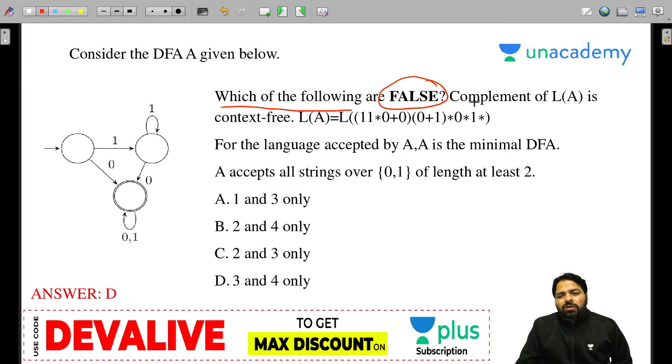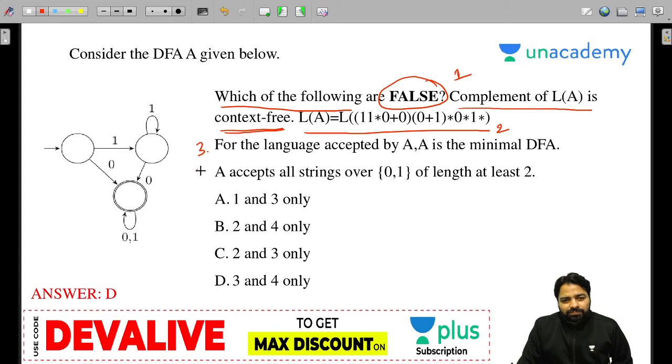A complement of L(A) is context free. Complement of L(A) is context free. I think this is statement 1. And L(A) is equal to, this is statement 2, the number is missing, and this is the 3 and 4. There are 4 statements, guys. So first is complement of L(A) is context free.